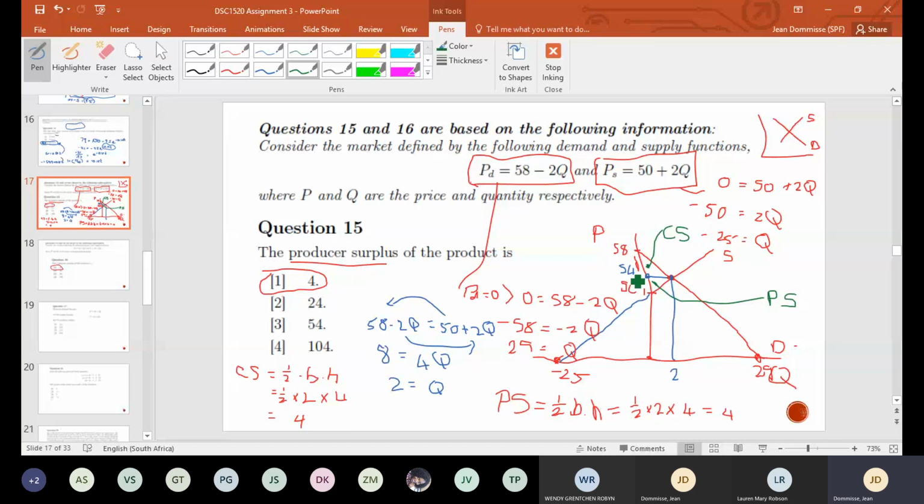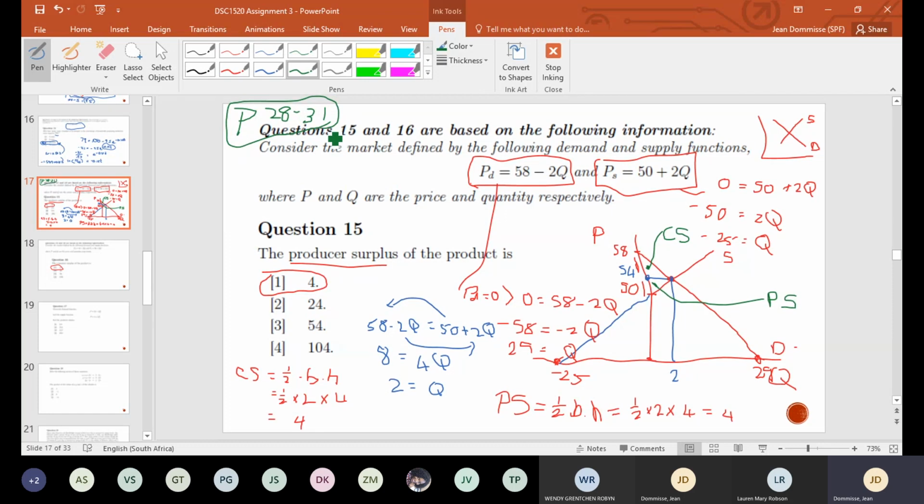The consumer surplus and producer surplus are all on pages 28 to 31, just to go back to that. I also have a nice way of showing that in my summary pack. So basically that was 2 questions in one.